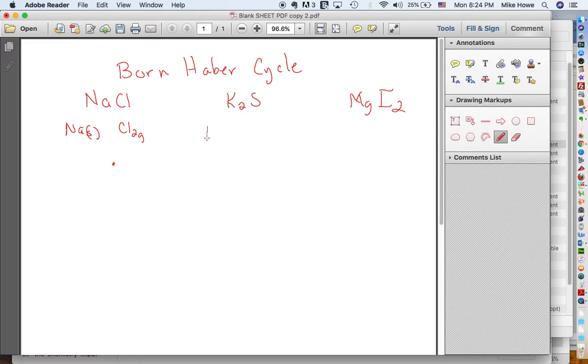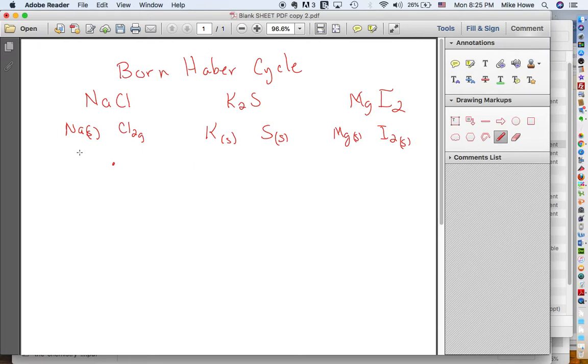Over here, we're going to use potassium. Potassium exists as a solid. You've seen sulfur in my class earlier in the year as a yellow solid. We're going to use magnesium. Magnesium exists as a solid. And then iodine exists diatomically also as a solid.